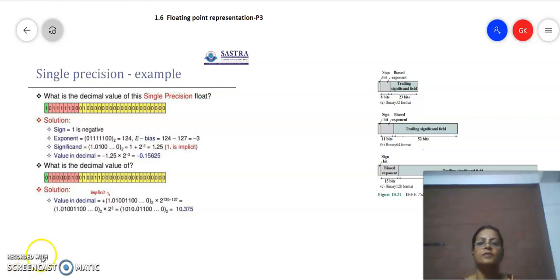Hello everyone. So in this session we will discuss an example for single precision floating point values, how the numbers are represented and how to interpret the answers. Okay, so this is an example given. It is a single precision floating point number.